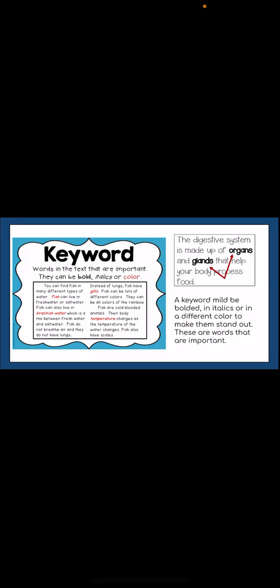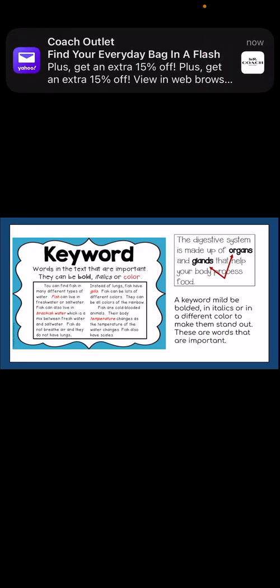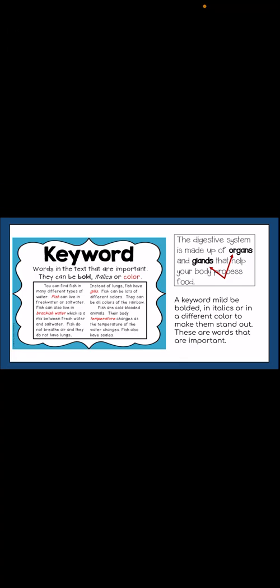Keywords. Words in the text that are important can be bolded, italics, or color. This is just to make them stand out and show that these words are important. So in the picture right above the definition, it says the digestive system is made of organs and glands that help your body process food. And they bolded organs and glands because they're saying that these words are really important to that sentence. So if a word is bolded, it's in italics, or it's in a different color, chances are that word is really important to that paragraph or to that passage.